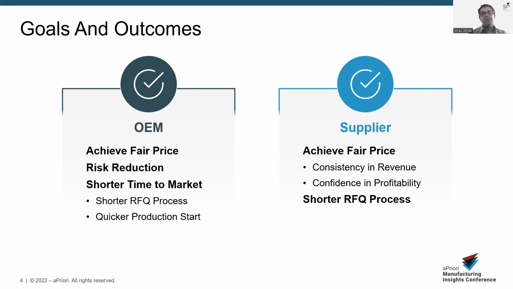As a supplier, you want to ensure that you're not getting underpaid for the business that you've won. In the contract manufacturing world, returning customers are worth their weight in gold, and having consistency in revenue from any given customer gives suppliers higher confidence and profitability. And lastly, as a supplier, you also want to have a quick turn on your quoting and ensure that your forecasts match with the available capacity at your shops.